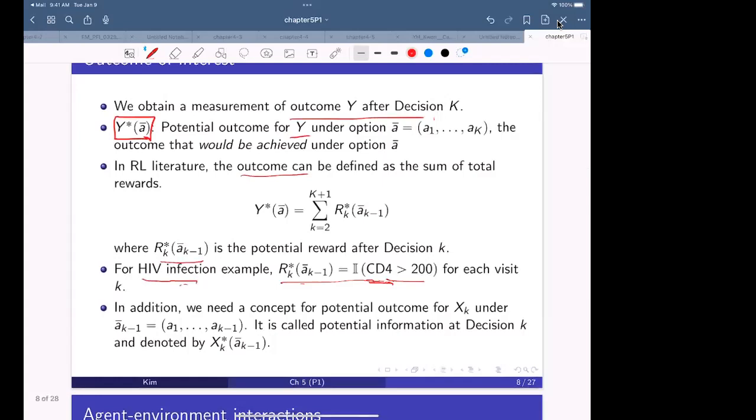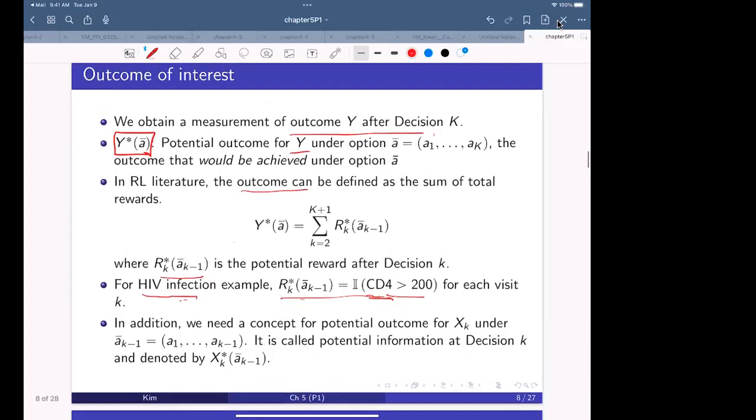Potential, right. So the interesting part is that here we have, in addition to the potential outcome for Y, also a potential outcome for X. That is the tricky part. So, potential information. Because we are given a sequence of A's, if I choose a different A, then my X will be changed, right? And so that becomes a very interesting problem.